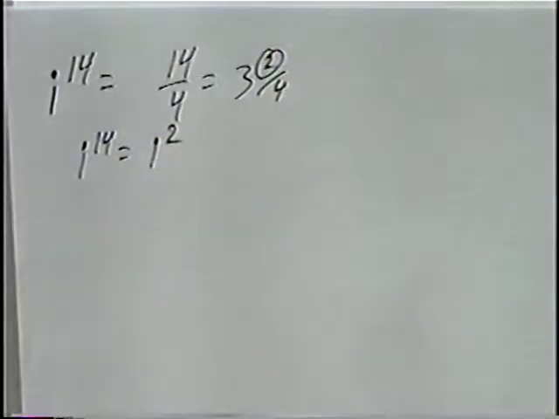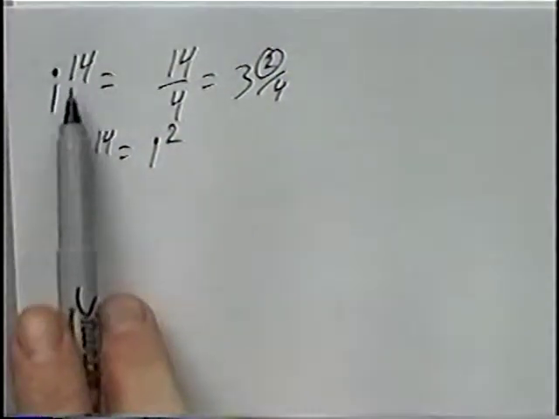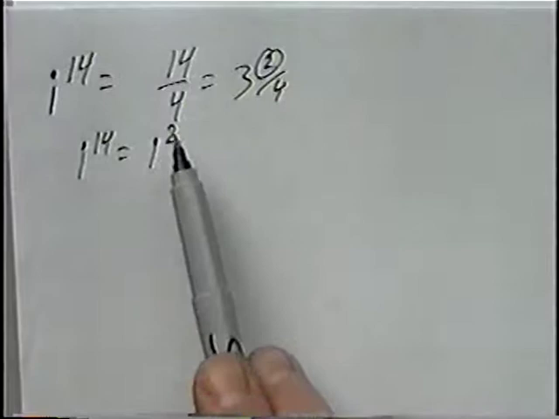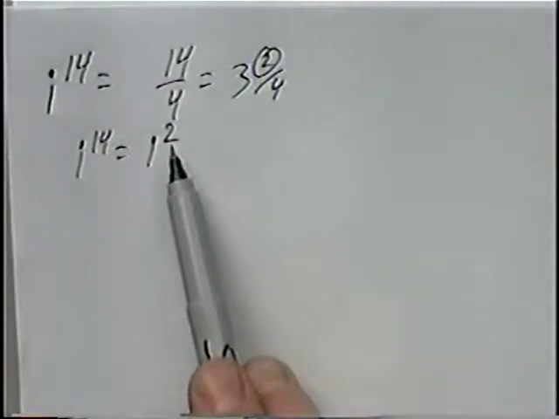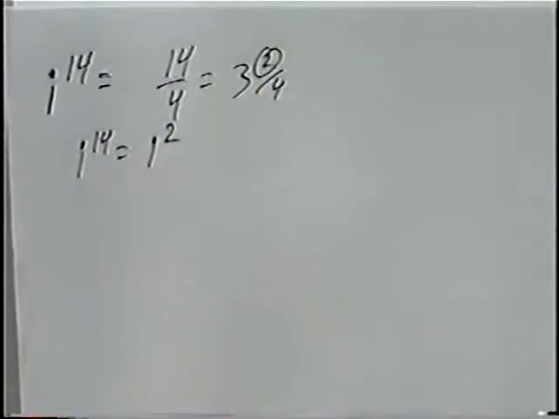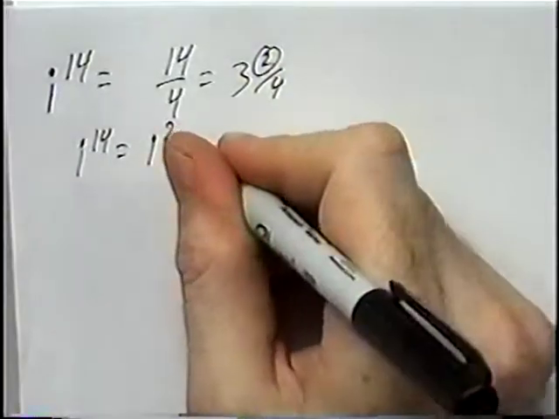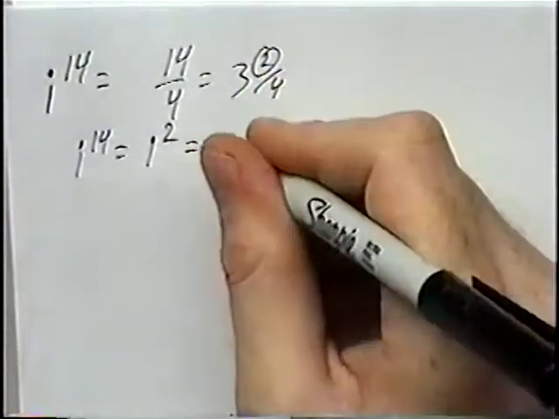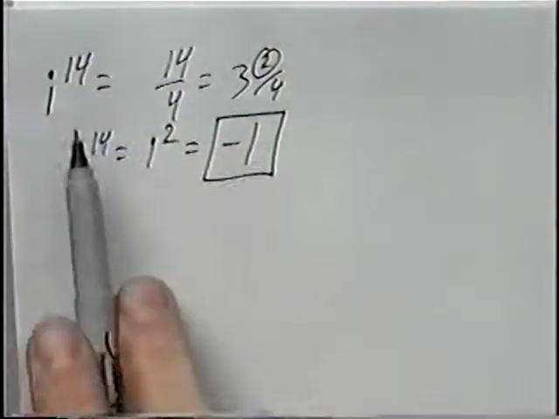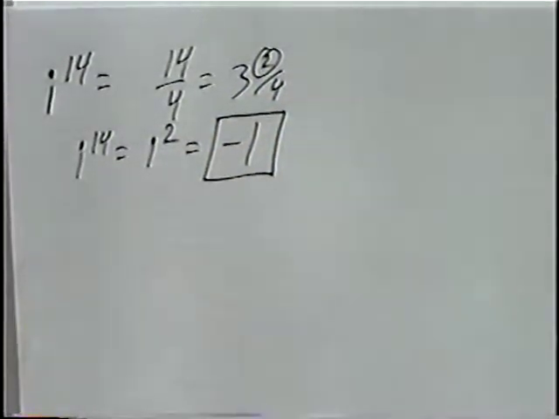So if you have any number with an i as an exponent, we can divide by 4 and the remainder is the same as the original exponent. Looking back at the table, i squared is equal to negative 1. So our answer, i to the 14th, is equal to negative 1.